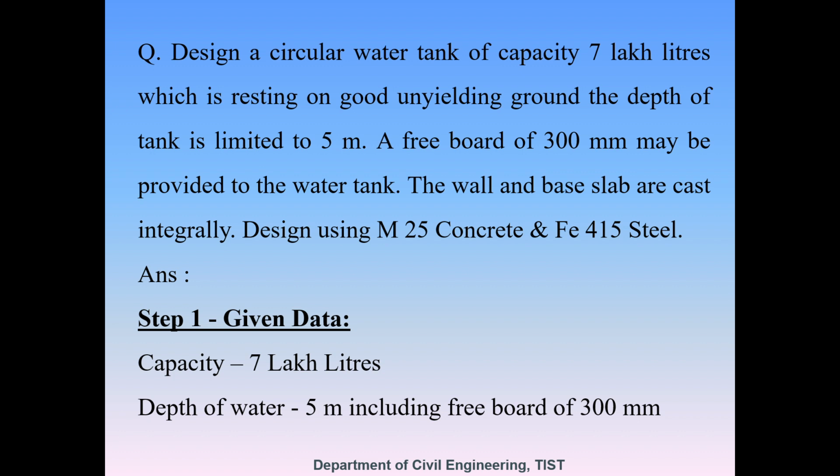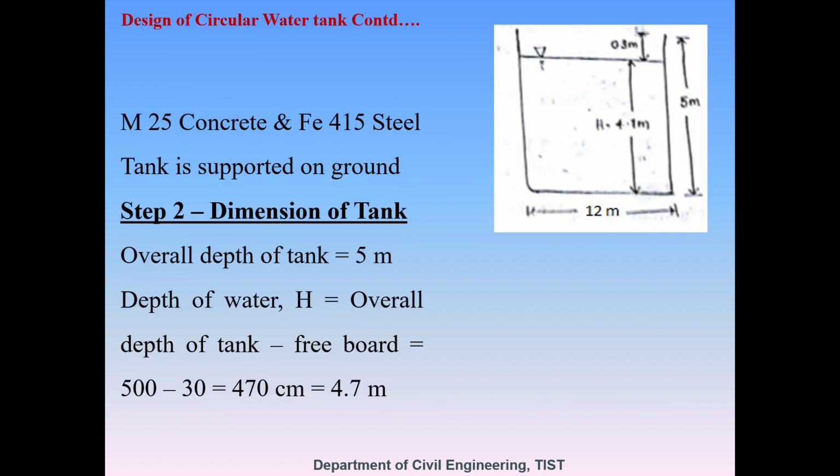As in all design problems, the first step is the given data. The given data is: capacity is 7 lakh liters. Depth of water is 5 meter including free board of 300 mm. That means the total height of the water tank is 5 meter and this is the free board, that is 300 mm. So the depth of the water is the overall depth minus freeboard, that is 5 meter minus 0.3 meter, that means 4.7 meter. The grade of concrete is M25 and the grade of steel is Fe415. The tank is supported on the ground.